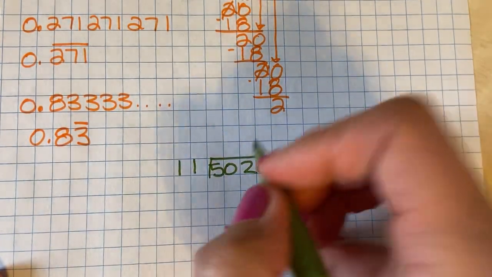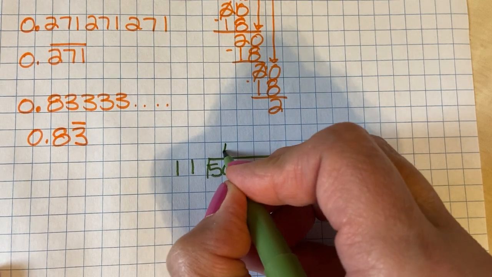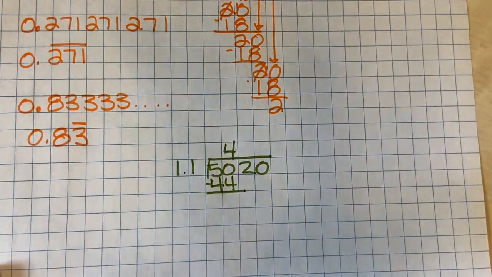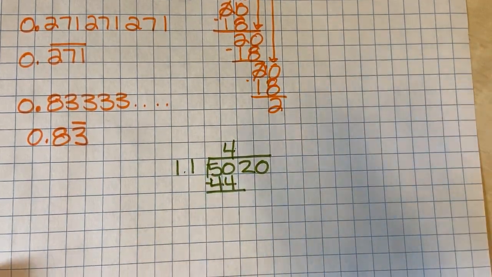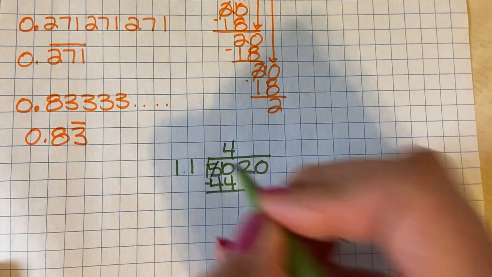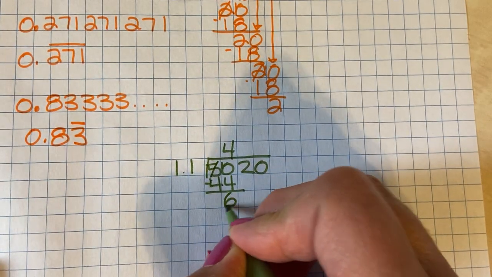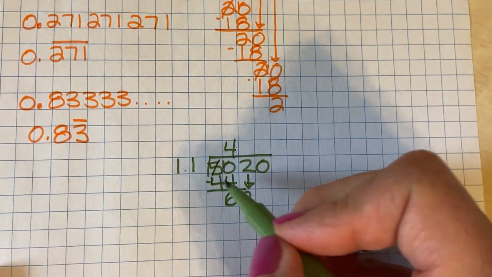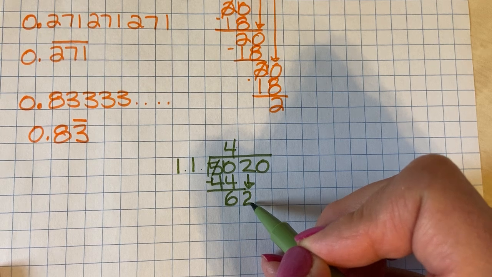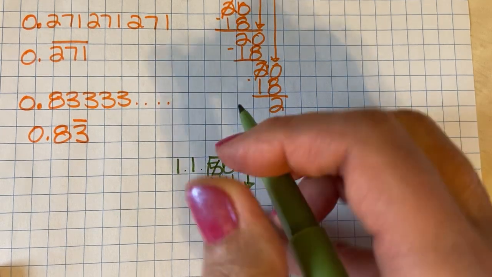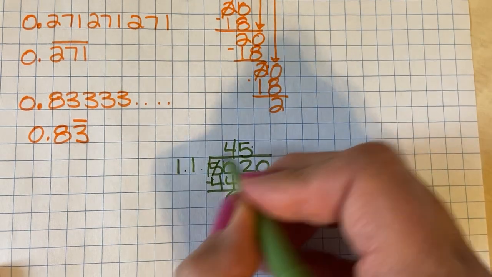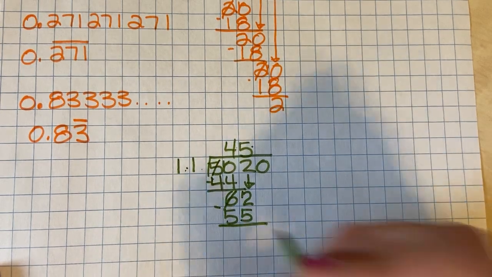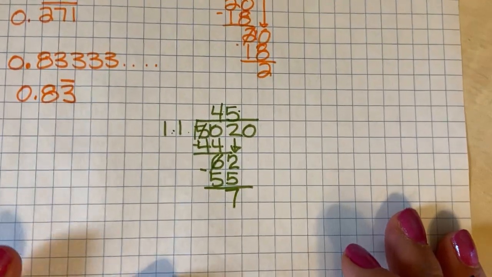Or if I knew my times tables, I would say I know 11 would fit in here 4 times, 4 times 11 is 44. So either way, I can either estimate or, if I knew my times tables, go with that. So I'm going to subtract. I get 6. I'm going to bring down my 2. All right, so again, now I'm going to start over. How many 11s would fit into 62? Well, 11 times 6 is 66, so it's got to be a 5. 5 times 11 is 55. Heck, 11s, they're easy. I'm going to subtract that. I get a 7 remainder.